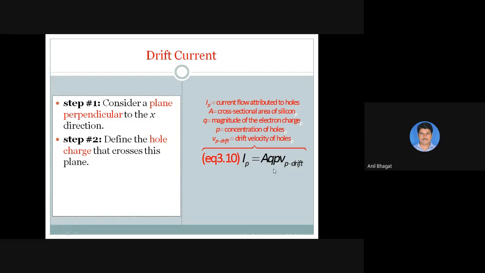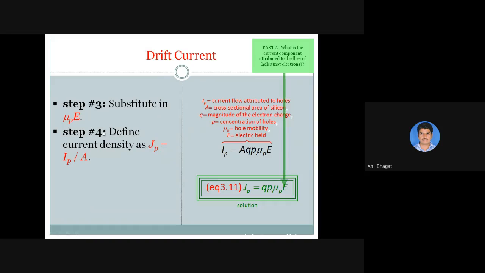A Q P VP. What is A? The cross-sectional area of silicon. What is Q? The magnitude of the electron charge, and P is the concentration of holes. The concentration of charge is always mentioned in the data sheet, Q is also given, and A is also given. You only have to calculate Vp. What is the formula for Vp? Mu P multiplied by E. So substitute mu P times E.